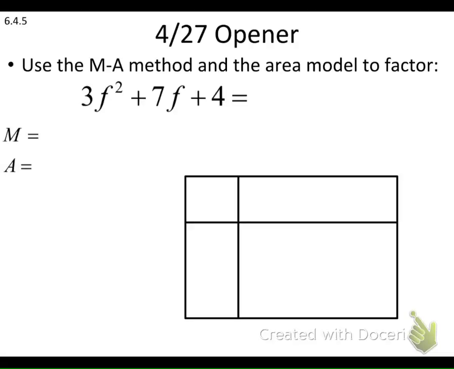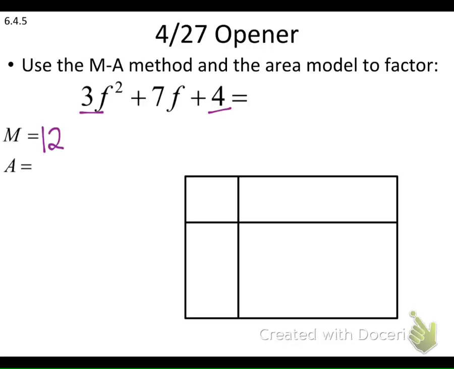So our very first step is finding M and finding A. So who remembers, how do we find M? 3 times 4? Very good. We take that first coefficient and we multiply it by our last coefficient. So our M is going to be 12.